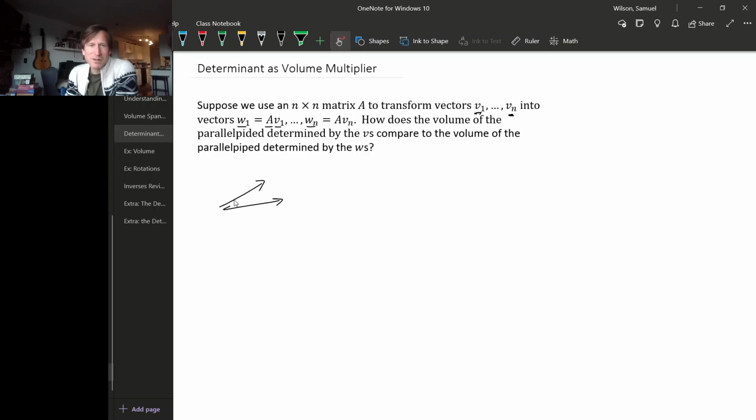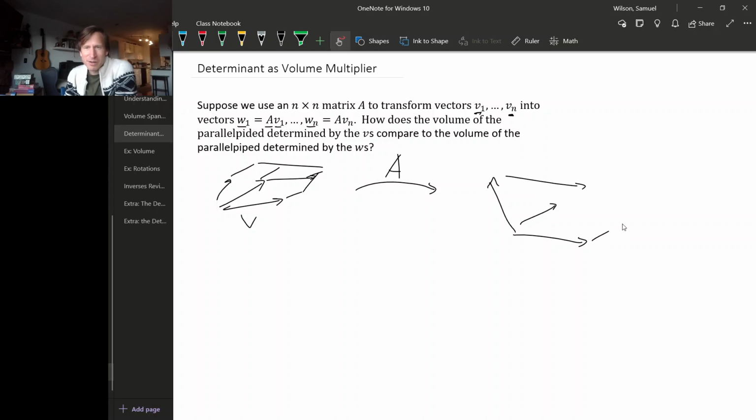We have one parallelepiped determined by the V's, like this. Maybe I shouldn't have tried to draw this picture. That's supposed to be a parallelepiped. Okay. Multiplying by the matrix A gives us another parallelepiped like this. And you can see in general the volumes of the parallelepiped that we started with and the parallelepiped that we ended with are going to be different. And somehow it's A that determines how these volumes are related.